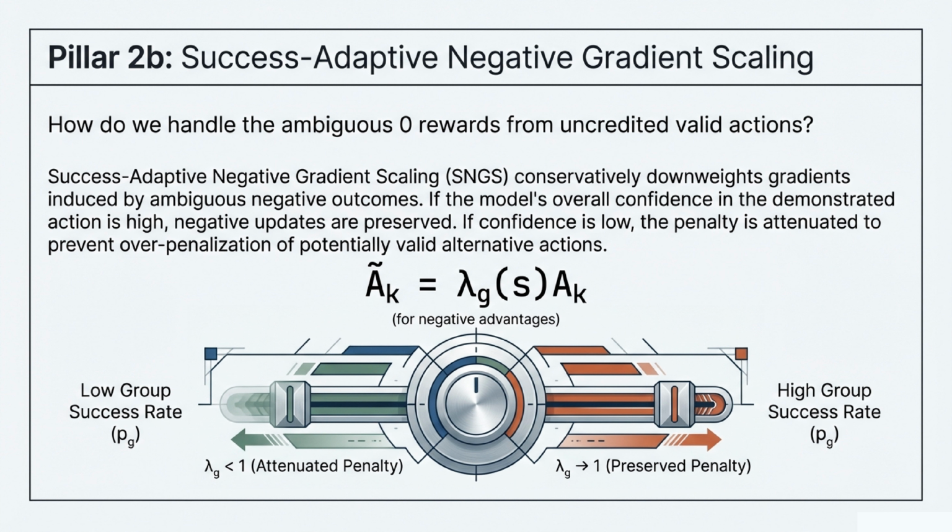We also have Pillar 2B to handle those ambiguous zero-reward actions, Success Adaptive Negative Gradient Scaling, or SNGS. SNGS conservatively downweights the gradients induced by ambiguous negative outcomes. Simply put, if the model has low overall confidence in the demonstrated action, the penalty is attenuated to prevent us from over-penalizing a potentially valid alternative. But if confidence is high, the negative update is preserved.